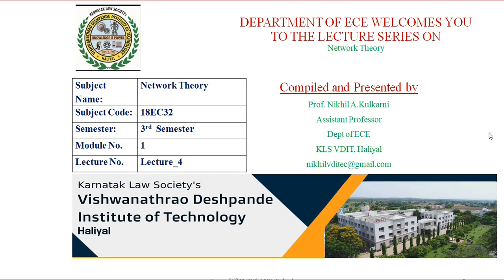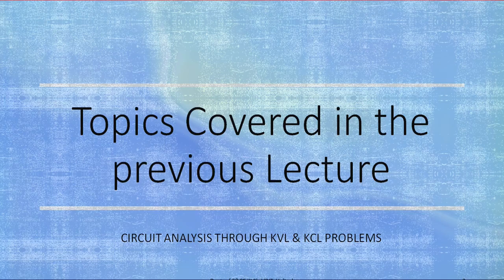Okay, so welcome back to the class here. So now this is lecture number 4. So in this class, we will be discussing source transformation and source shifting and related problems. And in the last class, we discussed the problems of circuit analysis through KVL and KCL. Okay, and I have floated a few practice problems also.